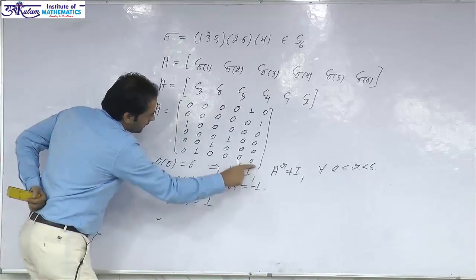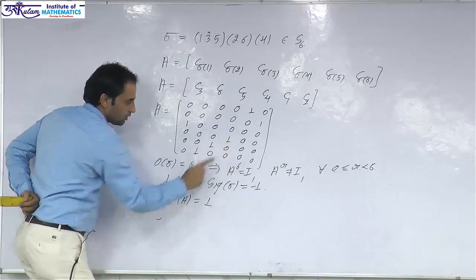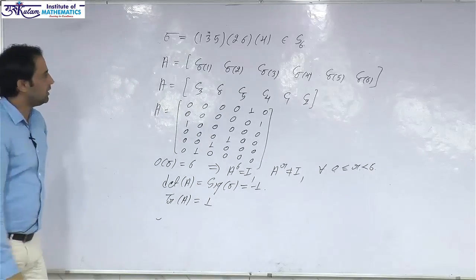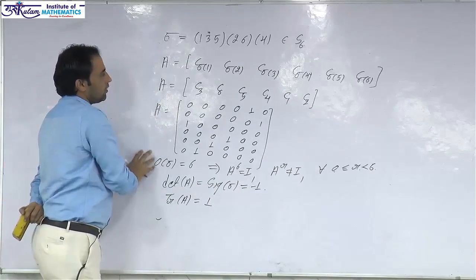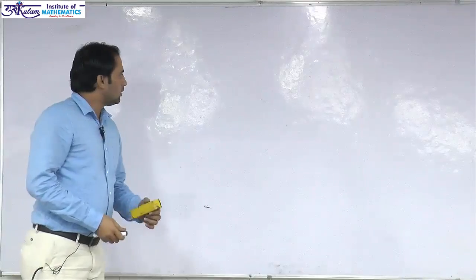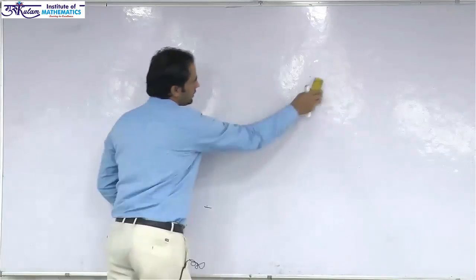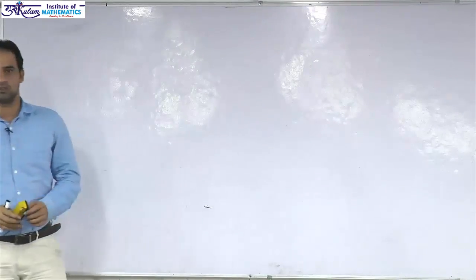So there is one entry on the diagonal which is 1, so the trace is 1. So these are some of the properties of the permutation matrix. In this session we will discuss some advanced properties of permutation matrix.